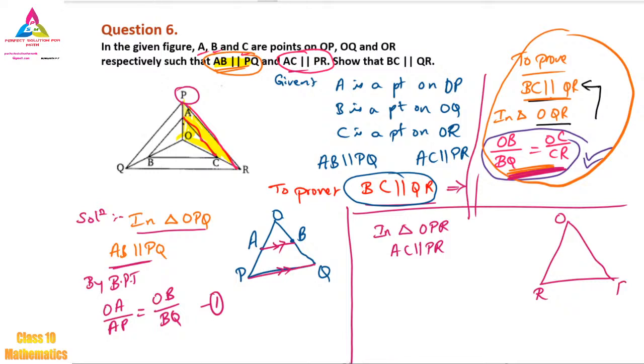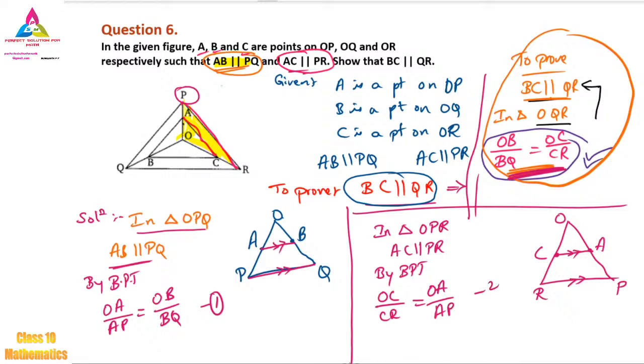So P is over here, ORP or OPR. In between OP we have A, and in between OR we have C. So we have to join them. These two are parallel, they have given already. So according to the BPT or Thales theorem, we can say that OC divided by CR is equal to OA divided by AP.